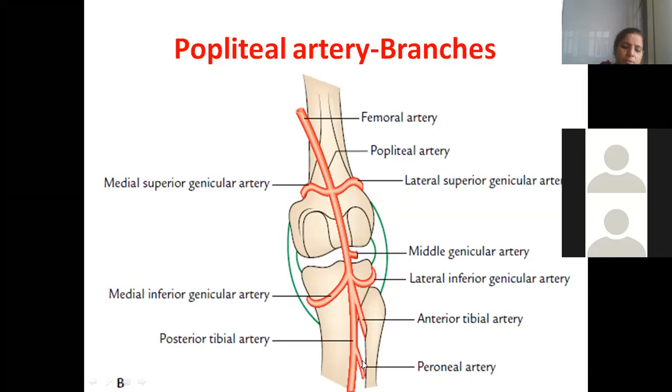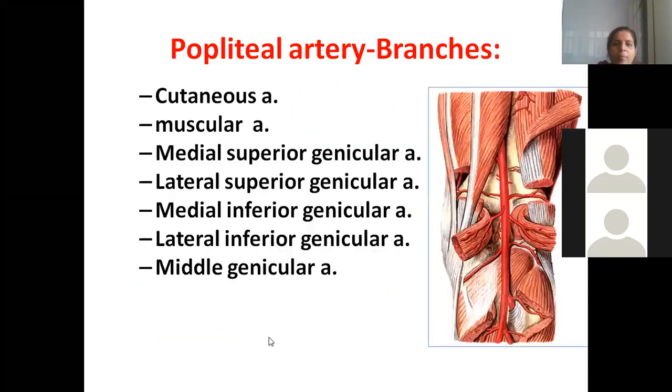From the posterior tibial, we also get one artery called the peroneal artery. If you can remember this picture, you can write everything. Whatever Hansraj just told us, all these branches are written here. Apart from that, cutaneous branches and muscular arteries are also written.